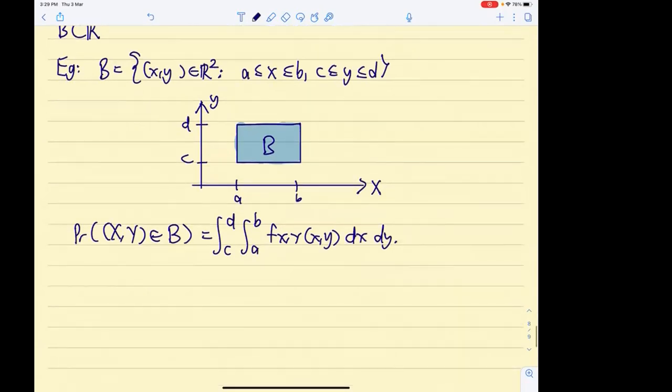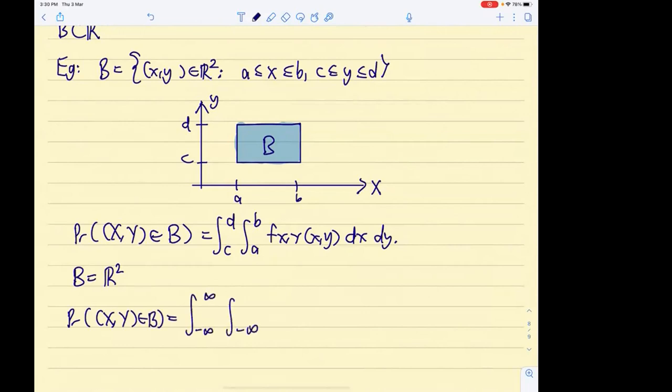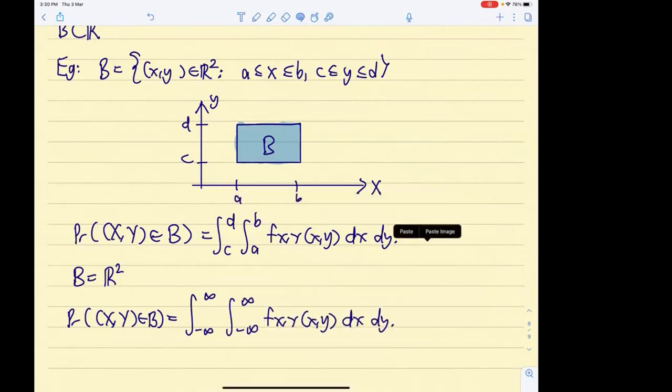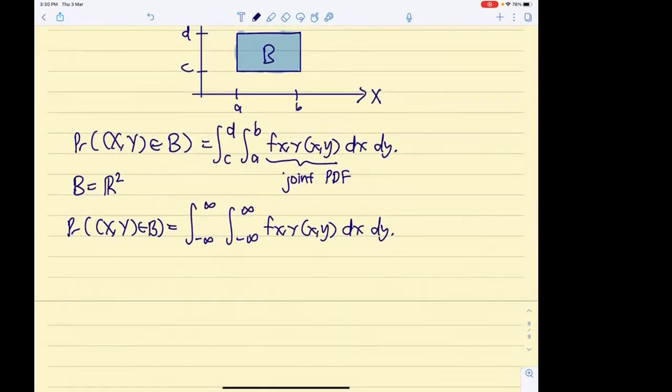So what we have is the following, right? If B is the whole space, that's the plane, R squared, the whole plane, then the probability that X and Y belong to B is the integral from minus infinity to infinity, minus infinity to infinity of this. This is called a joint PDF. Right, it's called a joint PDF. So this is basically a multi-dimensional generalization of the PDF we have seen for the one-dimensional case. Okay, right, so we need to get all these definitions out of the way before we do some examples.